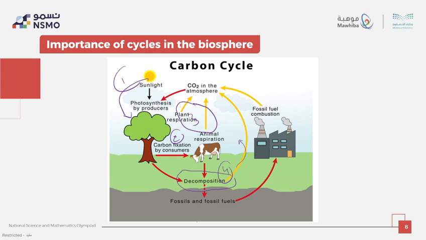Number 5, fossil fuels and combustion. Some carbon becomes fossil fuels, and when humans burn these fuels, as you see here, carbon dioxide returns to the atmosphere. So the key idea here: the carbon cycle keeps life in balance by recycling carbon, but human actions can disrupt this balance.